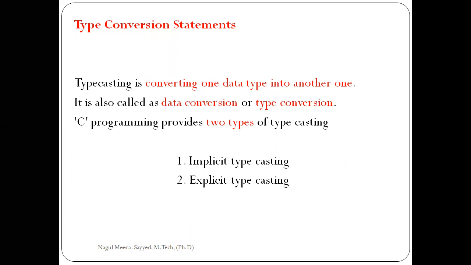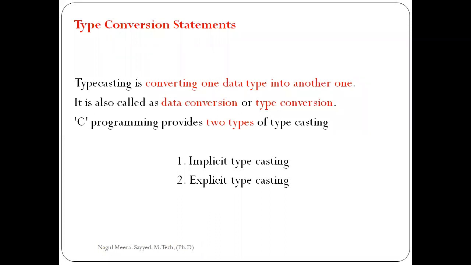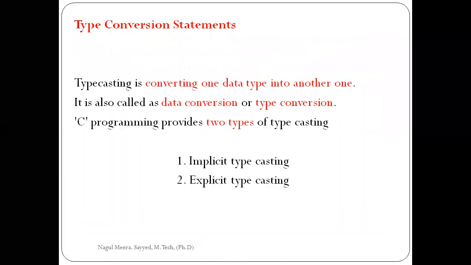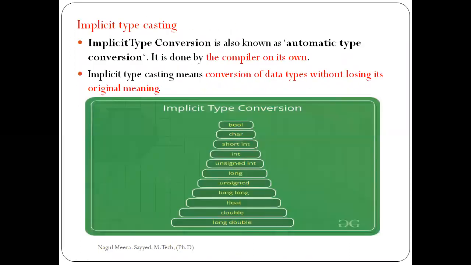Type conversion is also called data conversion or type casting. So our C programming provides two types of type conversions. In the C programming language, there are two types of type conversions. First one is implicit type conversion, and next one is explicit type conversion. What is the meaning of implicit type conversion? Let us discuss.